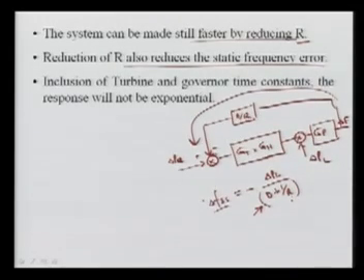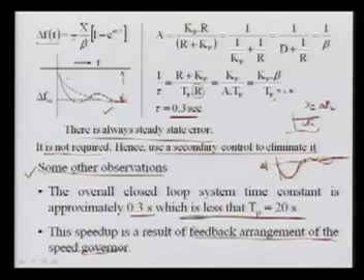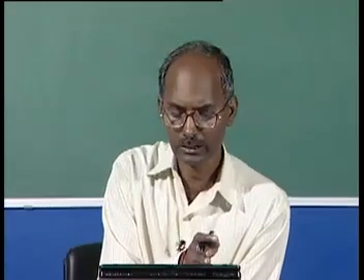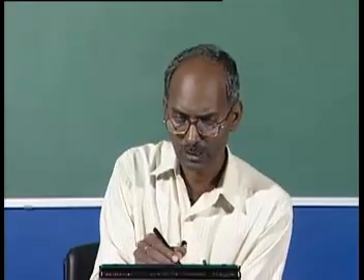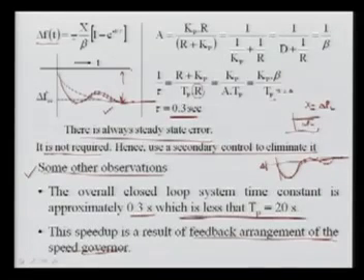Another observation: with the inclusion of turbine and governor time constants, the response will not be exponential. As I said, it will be of some oscillatory nature, it will settle in a few milliseconds, and finally you will get the steady state error here. Now with this, we have to design the control law or control strategy, and we will see that here.